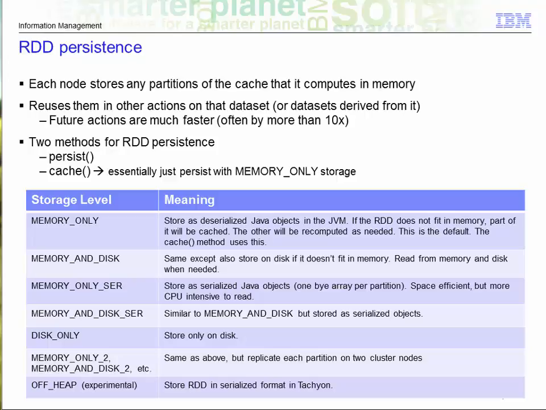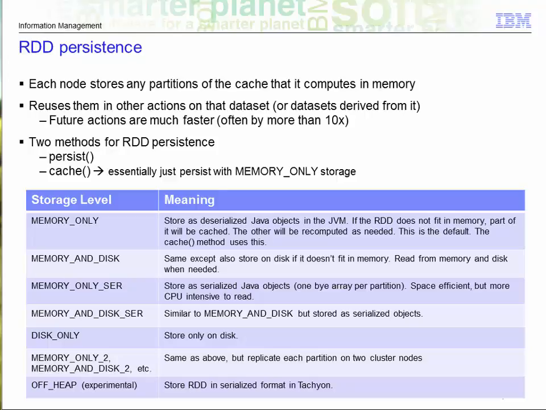One of the key capabilities of Spark is its speed through persisting or caching. Each node stores any partitions of the cache and computes it in memory. When a subsequent action is called on the same dataset or a derived dataset, it uses it from memory instead of having to retrieve it again. Future actions in such cases are often 10 times faster.